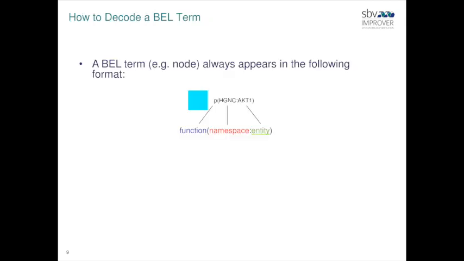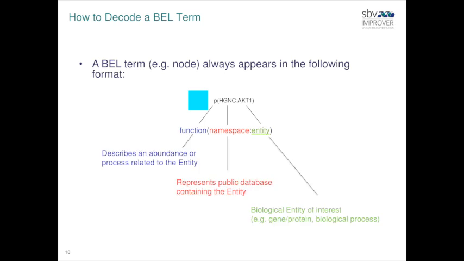Okay, moving forward to how to decode general BEL terms as they appear on the NBC website. A BEL term that is represented as a node in the networks always appears in the same format. Essentially you have a colored box that indicates a specific function of the term. Further from that, we have a namespace as part of the BEL term that indicates a database that contains an entity. The entity is really the protein or gene of interest, and this could also be a biological process. Here, AKT1 is an example of a protein entity that we're interested in. The HGNC term represents the namespace, which is a public database containing this entity term. And then, as I mentioned, the function describes an abundance or process related to this specific entity.